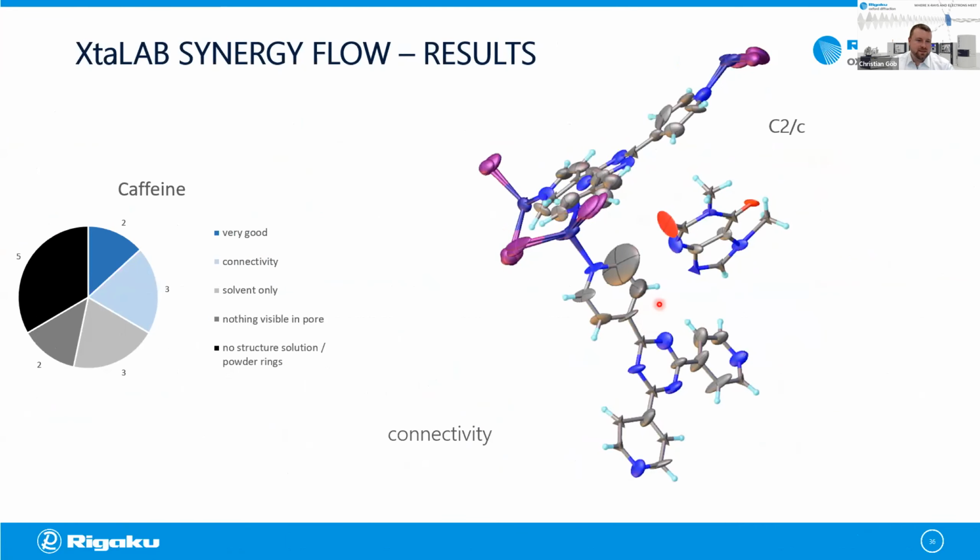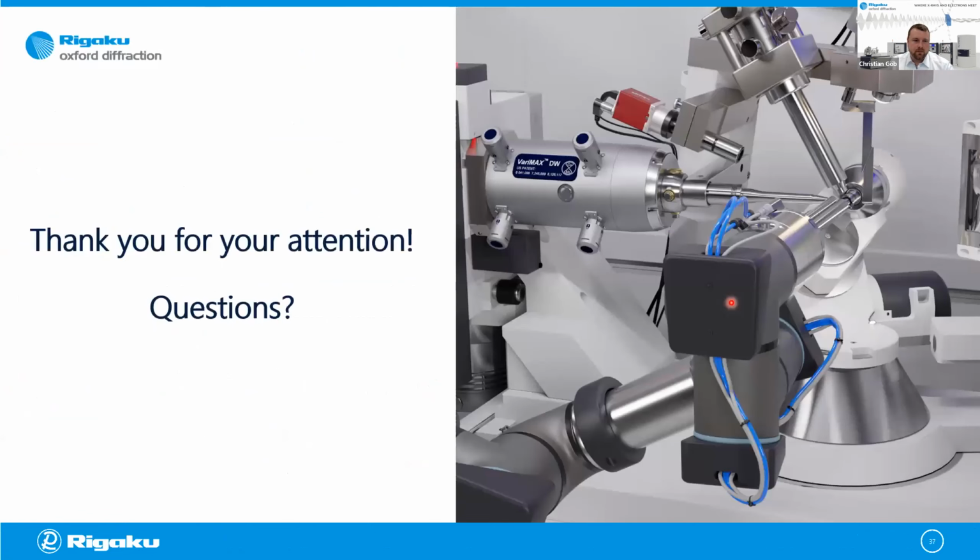If you have this weaker data, you still see the connectivity, but then it's more difficult to assign carbon, nitrogen, and oxygen in this. So this was it for my talk: the high throughput soaking condition screening for crystalline sponges using Synergy Flow. Thank you for your attention, and I'm very happy to answer a few questions if you have any.